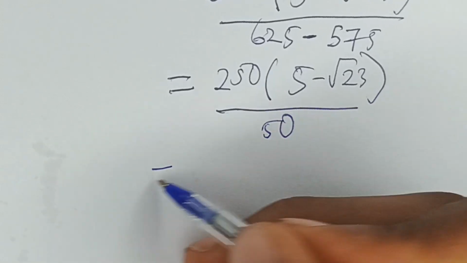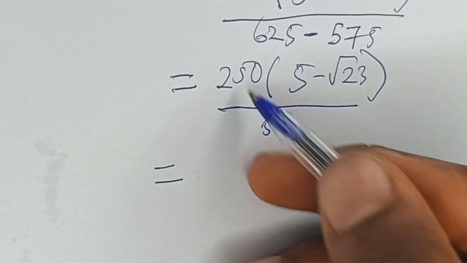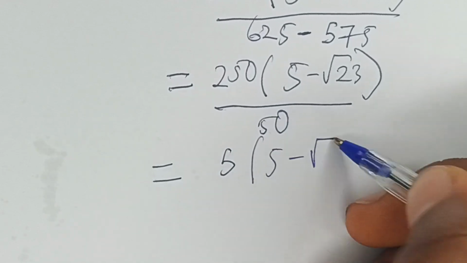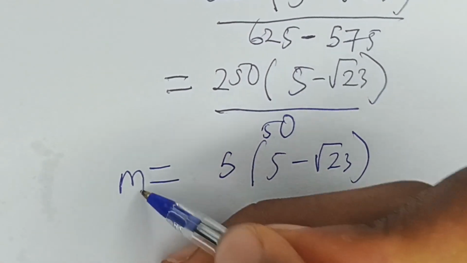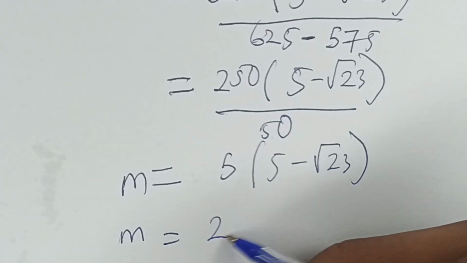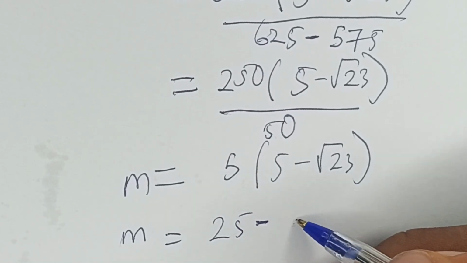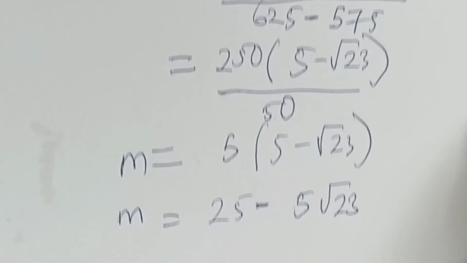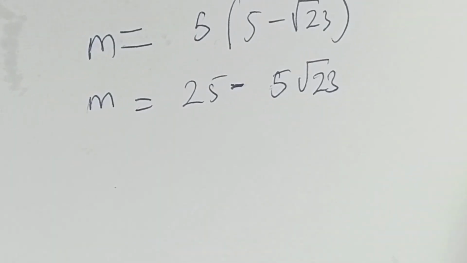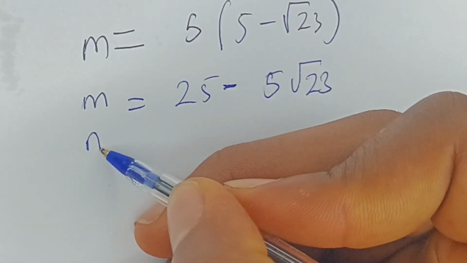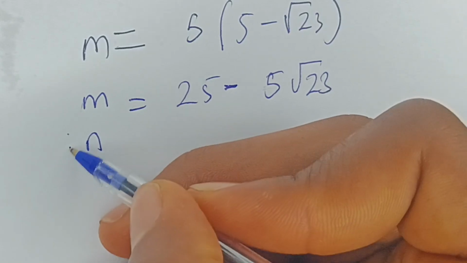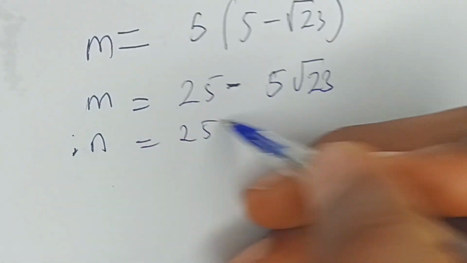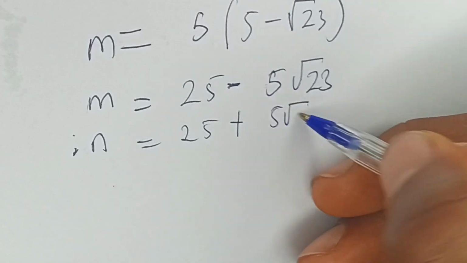And now this is equal to 50 divided by 250 is 5 into 5 minus root of 23. Hence m now becomes equal to 25 minus 5 root 23. And when is this? When is m equal to 25 minus 5 root 23? When n is equal to 25 plus 5 root 23.